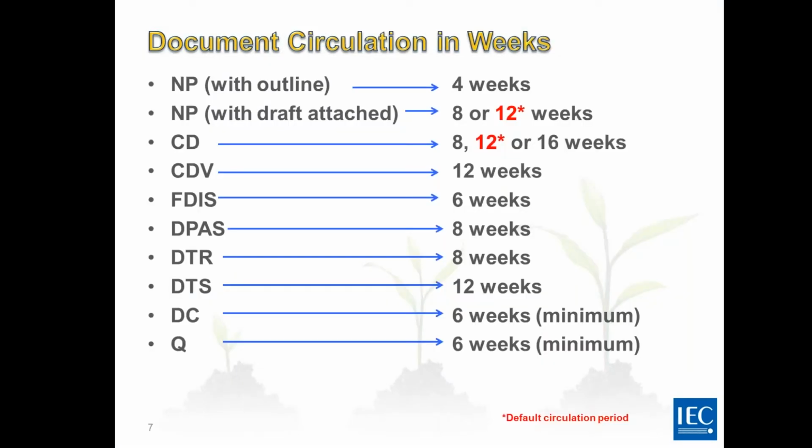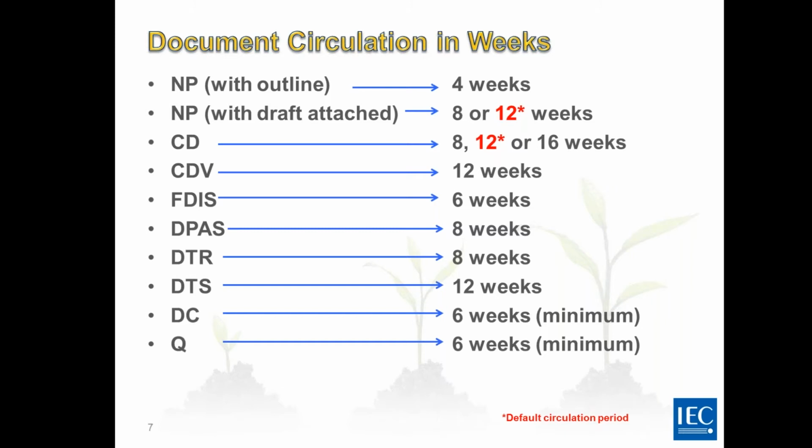This is a reminder of the document circulation in weeks. So here you will find again the acronyms, which I briefly presented in the previous slide. So new work item, you can circulate it for 4 weeks. This is quite new, and this should be done only if you attach an outline, so a simple table of contents, to the new work item proposal, so that national committees don't have to make too many comments.